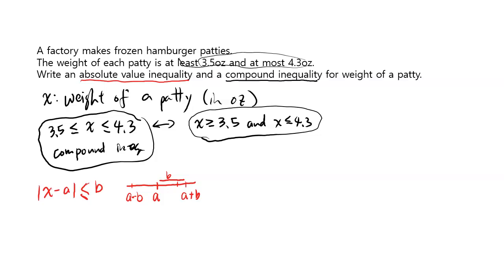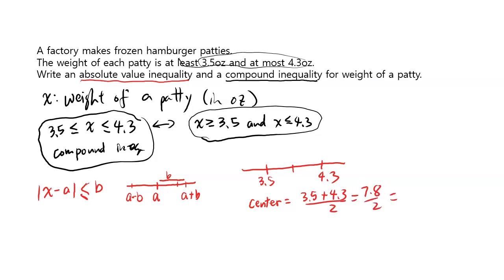Our situation is a little different. This compound inequality that we found was saying that the solution is between 3.5 and 4.3. Our x is between here and there. Since the dog owner is right at the center, we have to calculate the center. How do you get the center? The center is equal to the average of two values. So you take 3.5 plus 4.3, divide by 2, and 7.8 divided by 2 is equal to 3.9. So 3.9 is the center. That's going to be our a in this inequality.